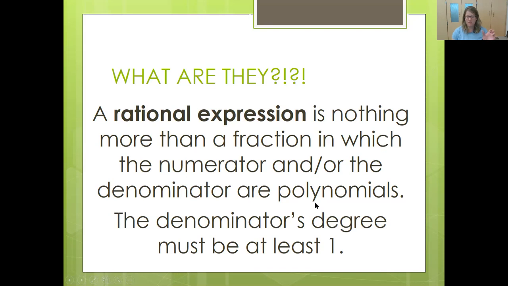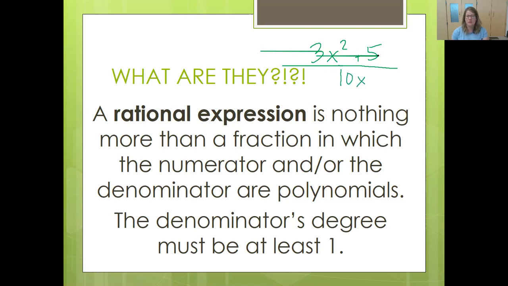Sometimes we'll have more than one term added or subtracted together, remember? So we can have many monomials added or subtracted together. Those are polynomials. So in order for it to be considered a rational expression, the denominator's degree has to be at least 1. So, for example, a rational expression might look like 3x squared plus 5 over 10x.